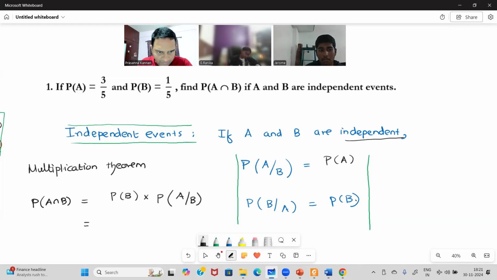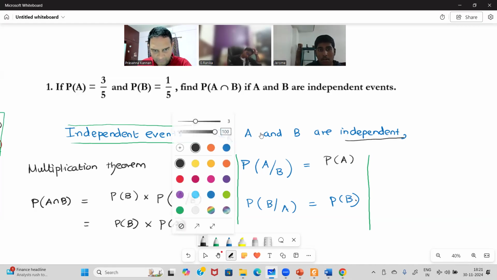Now tell me, Jerome, if A and B are independent, then what will happen to P of A given B? P of A, sir. So P of A intersection B simply becomes what? P of B into P of A. Very good. Then the two events are independent. Are you clear? Yes, sir.